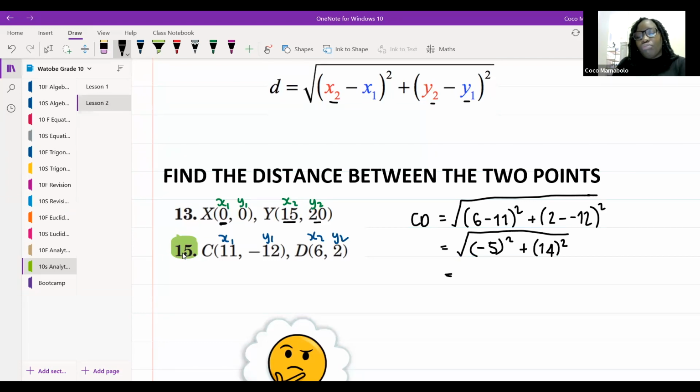This is equal to 25 plus 196. So this is equal to the square root of 221. I know if you punch this into your calculator, it's going to give you a decimal. So I'm going to ask you to leave the answer right here.